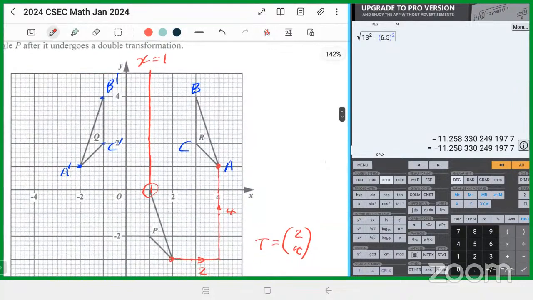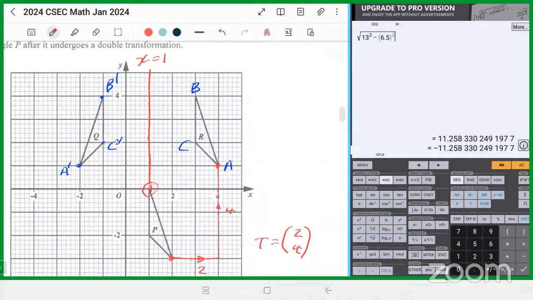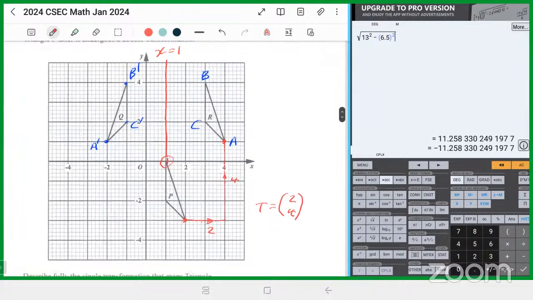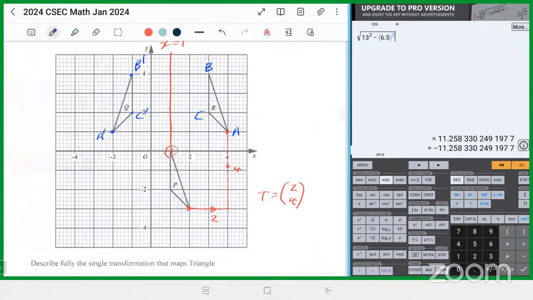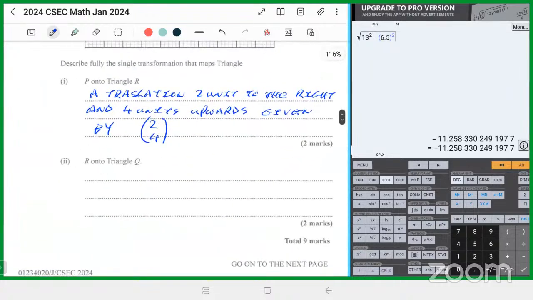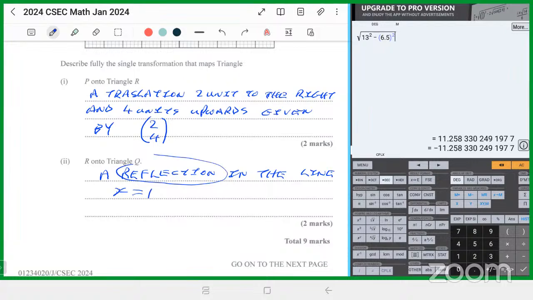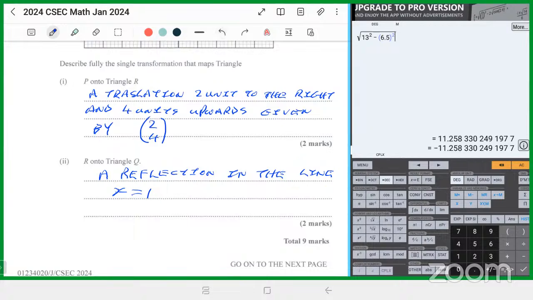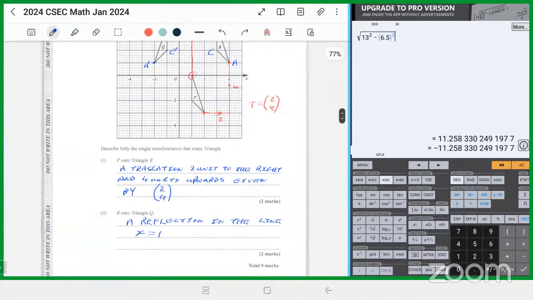If you're describing a vertical line passing through 1, it has an equation x equals 1. So when describing a reflection, you have to state the mirror line, or the equation of the mirror line at least. So this is a reflection in the line x equals 1. So we give the name, the reflection, and we state the equation of the mirror line. That's how we describe a reflection, by stating the mirror line. And that ends this question.